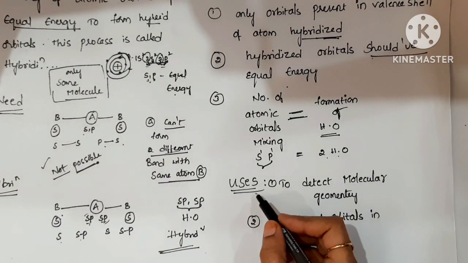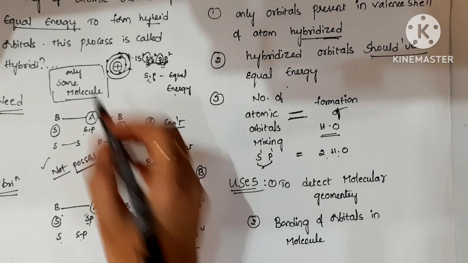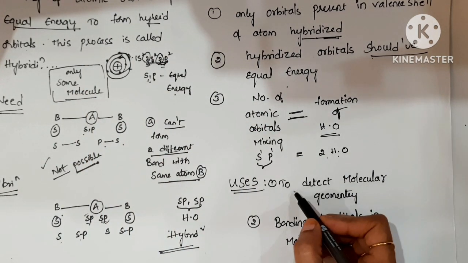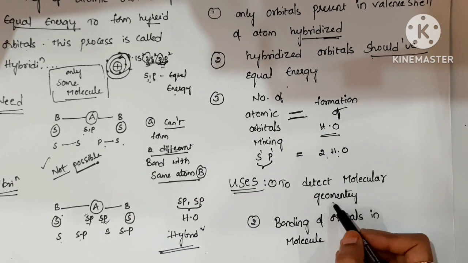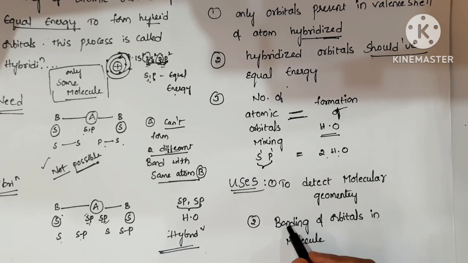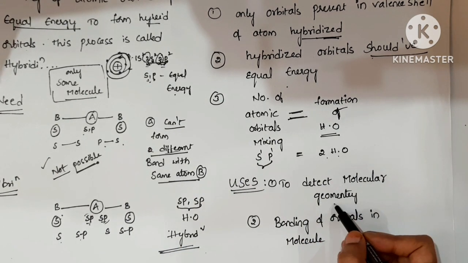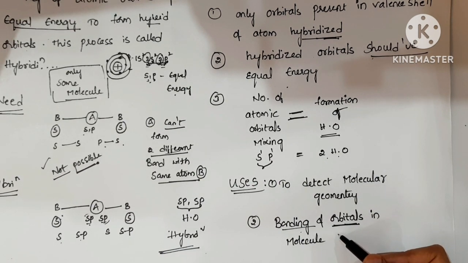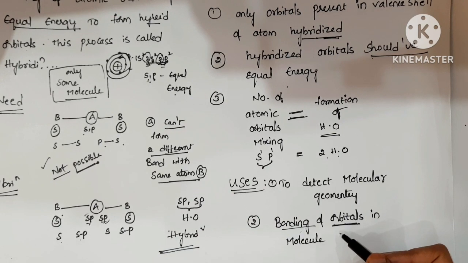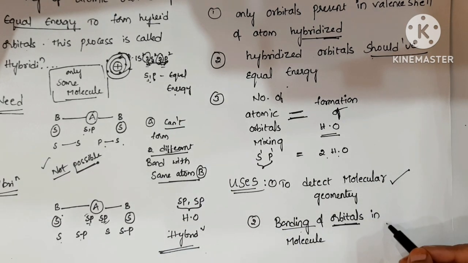Next, uses of hybridization. So what is the use of hybridization? To detect the molecular geometry. Geometry means structure, nothing but structure. And the second use is bonding of orbitals present in molecules. These are the two uses of hybridization.